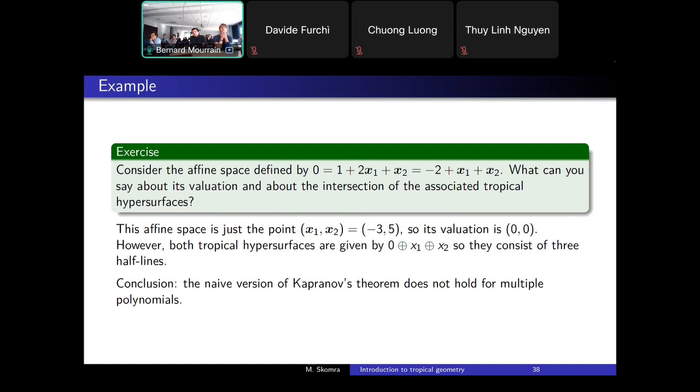And the tropical hypersurface of this thing is precisely the union of three half lines that we have seen before, right? So now we see that the naive version of this theorem fails completely. Here I have a single point, and by intersecting the tropical hypersurfaces, I got three half lines.